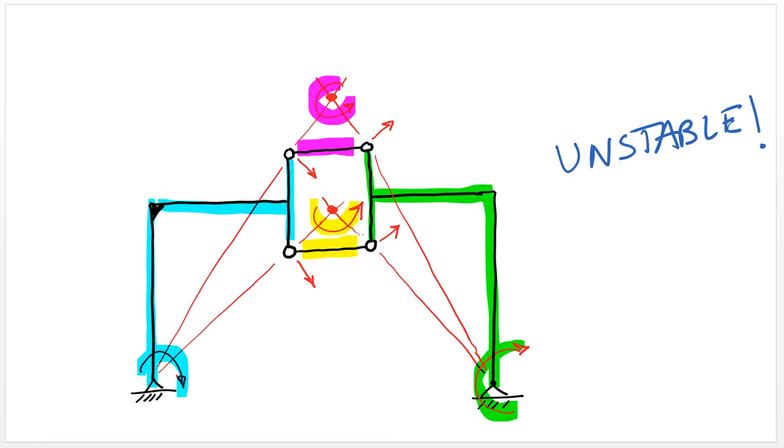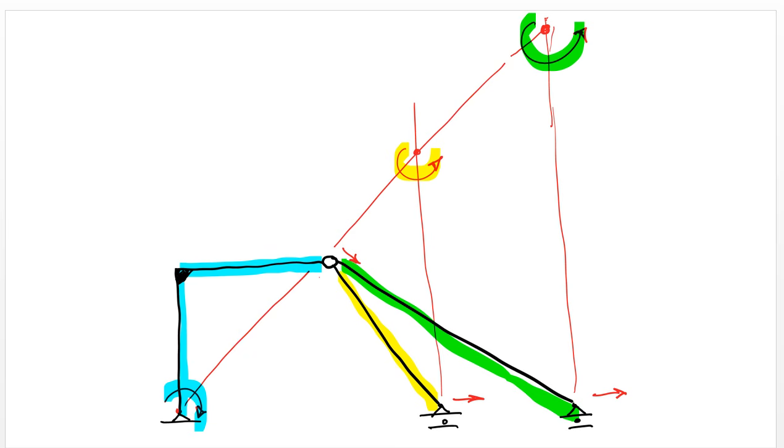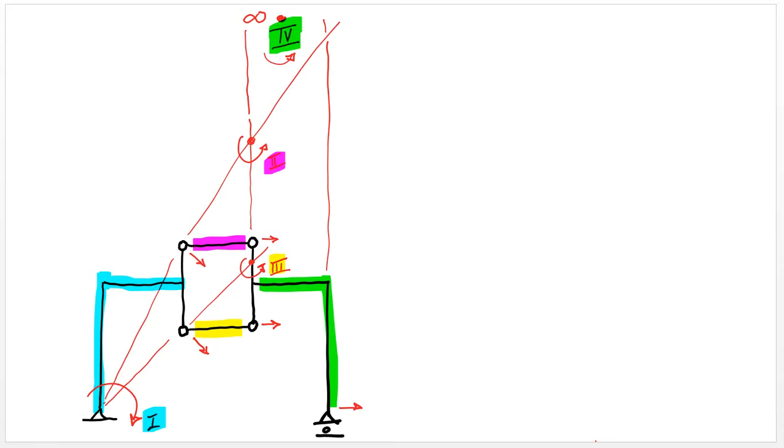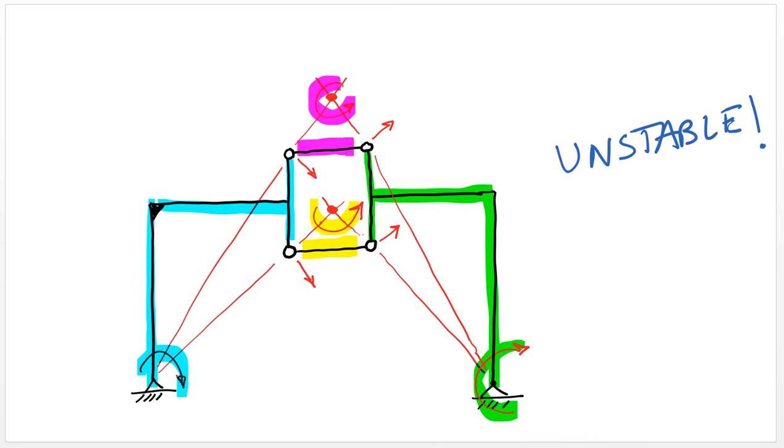So we have all cases here, right? The correct number of restraints, unstable. The incorrect number of restraints, and unstable, as in these two cases shown here. And then the correct number of restraints, but actually unstable.